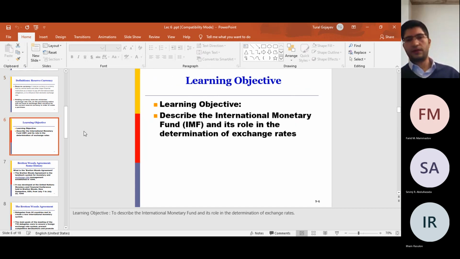After this, another learning objective: to describe the International Monetary Fund and its role in the determination of exchange rate. I want to make sure that you understand me, so let me ask a simple question. Have you ever heard the name of this organization, IMF? And do you have information about IMF? What are the roles of IMF in your opinion? International Monetary Fund.